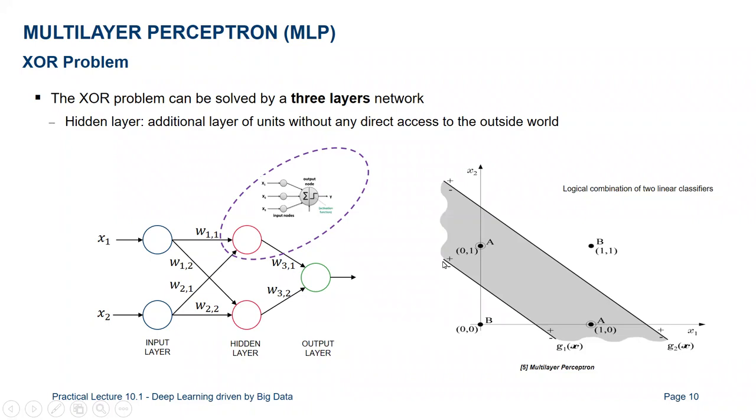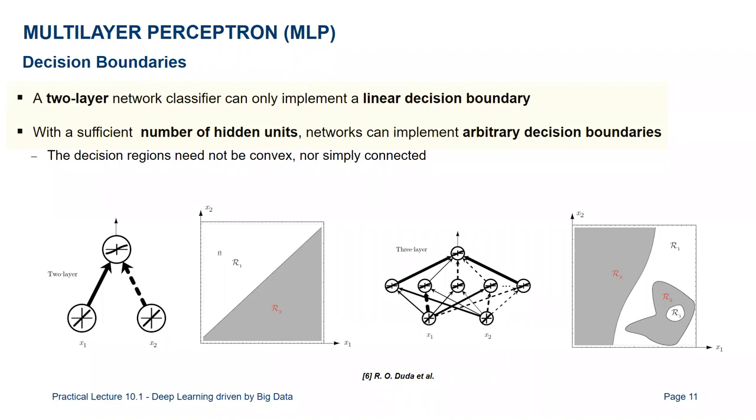To summarize, a two-layer network classifier, as you see at the beginning, can only implement a linear decision boundary. And here you see again an example. While with a sufficient number of hidden units, the network can implement arbitrary decision boundaries, and these can be very complex. You can see here, for instance, another example.